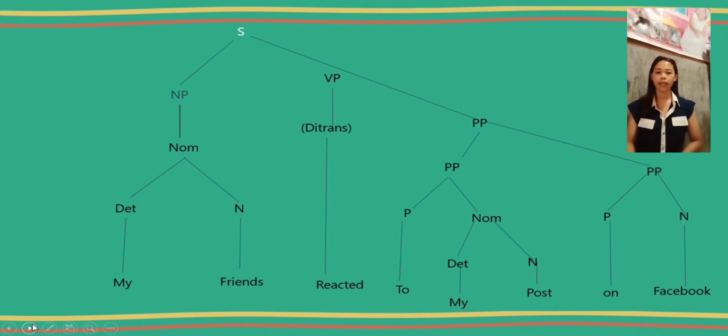So the sister in the sentence is "on Facebook." "On" is the predicate and "Facebook" is the direct object. In "to my post," "to" is the predicate, "my" is a determiner, and "post" is a noun, while the word "reacted" is a verb and the type of verb is a transitive verb. In "my friend," "my" is a determiner and "friend" is a noun, and it will become nominal and both a noun phrase. So that would be all. Thank you.